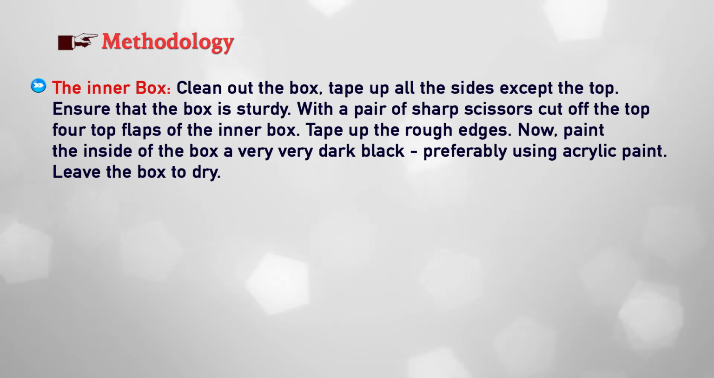First point that we will discuss here is the inner box. Clean out the box, tape up all the sides except the top. Ensure that the box is sturdy. With a pair of sharp scissors, cut off the top 4 flaps of the inner box. Take off the rough edges. Now paint the inside of the box a very dark black, preferably using an acrylic paint. Leave the box to dry.